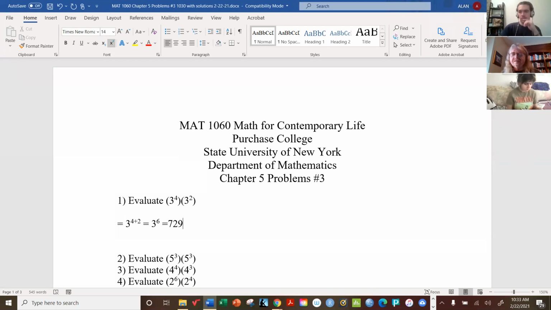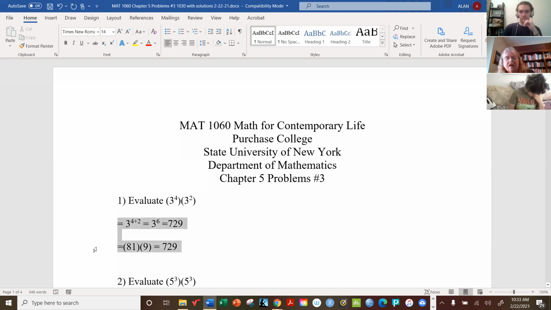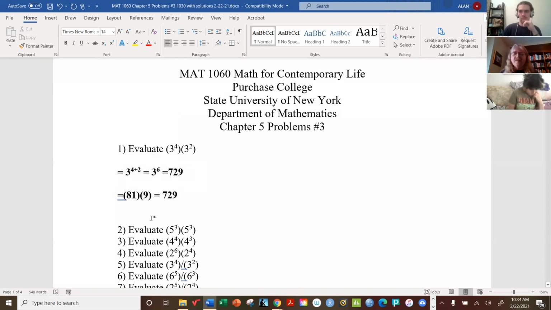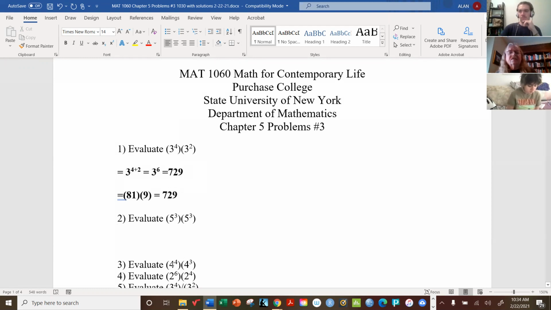And alternatively, if you want to, you could also just multiply 3 to the 4th, which is 81, times 9, and you'll get the same thing. It doesn't specifically say that you must use the product rule, but you can if you want. If you would rather not, you can always feel free to just evaluate each term separately and then multiply them out. Every year somebody tells me that they prefer to do it that way, and that's fine. It doesn't say that you must use any particular rule.